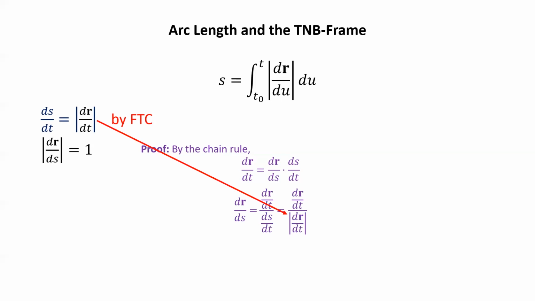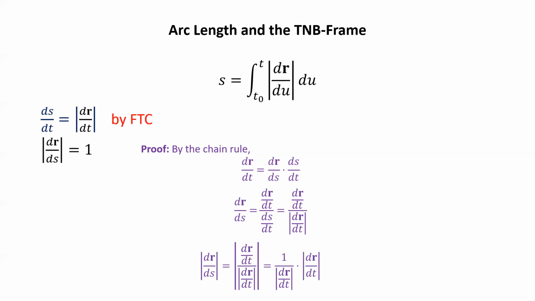So solving for dr/ds, we have dr/ds is dr/dt over ds/dt. But we just saw that ds/dt is the length of dr/dt. It then follows that the length of dr/ds is the length of dr/dt over the length of dr/dt, which is 1 over the length of dr/dt times the length of dr/dt, pulling out the constant in absolute values in front. And that is just equal to 1.